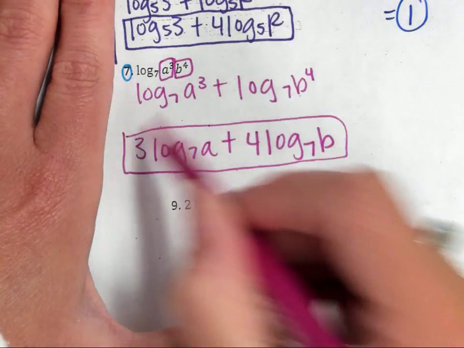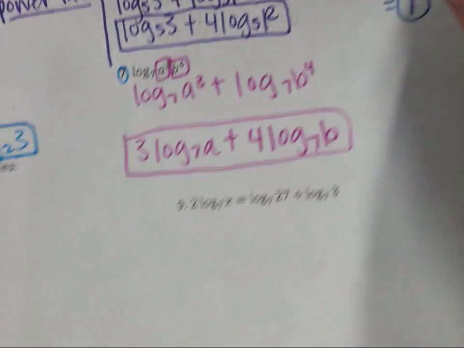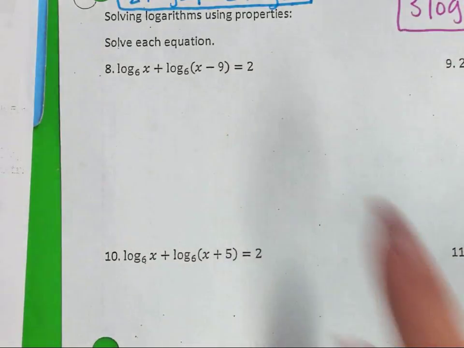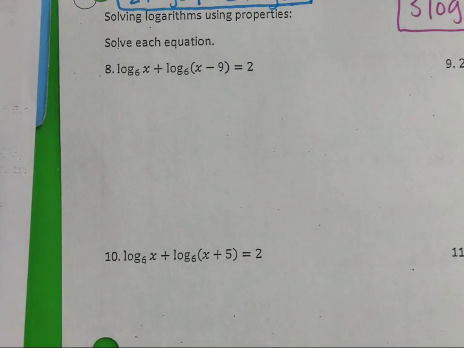Alright, so that was expanding and simplifying logarithms. Now we're actually going to use these properties to solve logarithms, which is kind of what y'all have been doing. There's only one difference. We'll do a few of them and then we'll call it a day. Alright, for this first one, y'all seen problems like this? Can we cancel out the log 6's here? Yes. No. Yes. The answer is no.